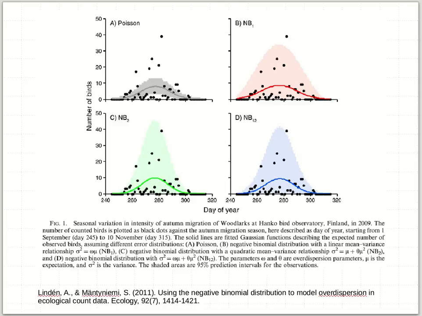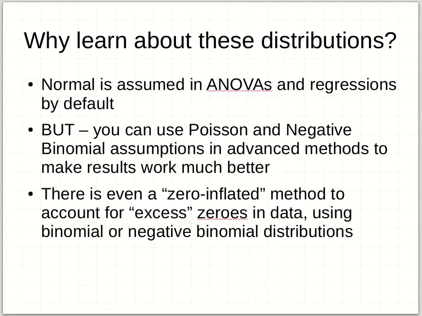Okay, so you're going to find that normal distributions can work with plenty of data, but for count data on any given day, for example, in this data set, or even lots of other situations, a Poisson or negative binomial distribution can work quite well. Okay, so again, why do we need to learn about these things? Well, a normal distribution is assumed in ANOVAs and regressions by default. You might be able to get your data to look normal if you do some transformations, for example with logarithms, but you can use a Poisson or a negative binomial because it might work better in more advanced methods.